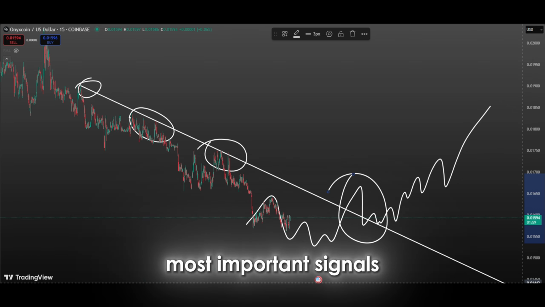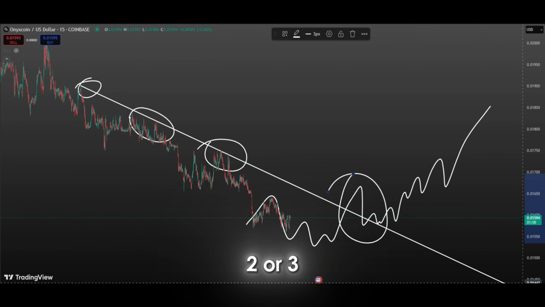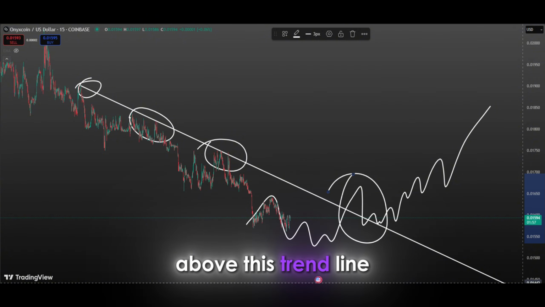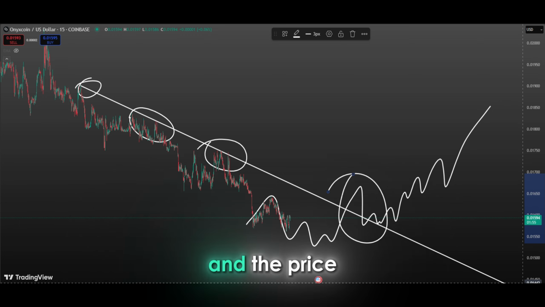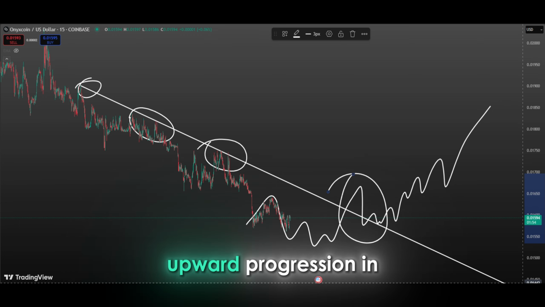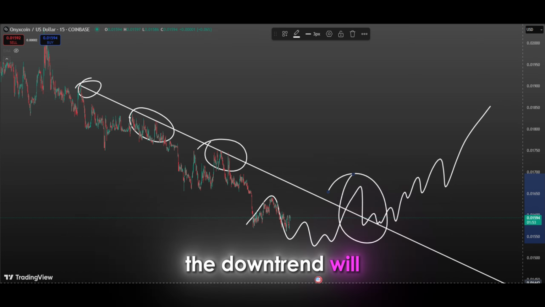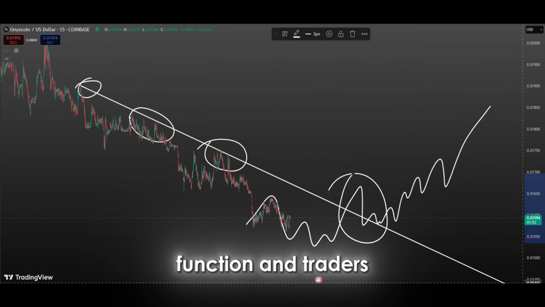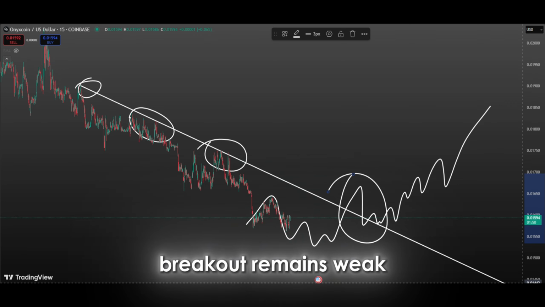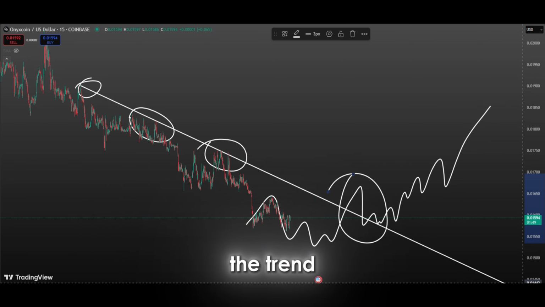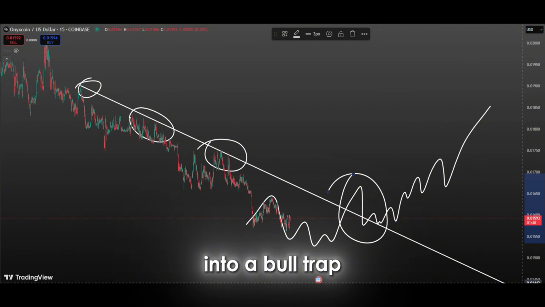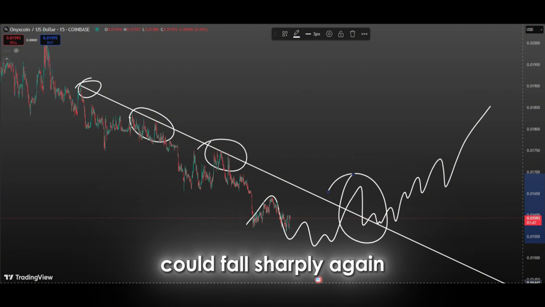One of the most important signals for a breakout is at least 2 or 3 candle closes above this trend line. These closes should preferably be on volume, and the price should show a decisive upward progression. In this case, the downtrend will have ceased to function and traders will be able to buy more safely. Otherwise, if the breakout remains weak or the price moves back into the trend, this could turn into a bull trap and the price could fall sharply again.